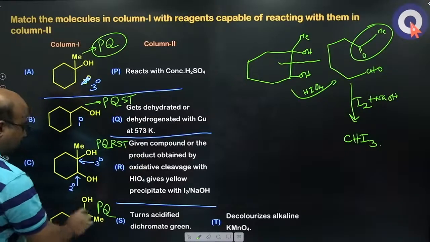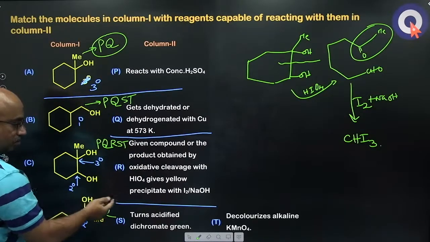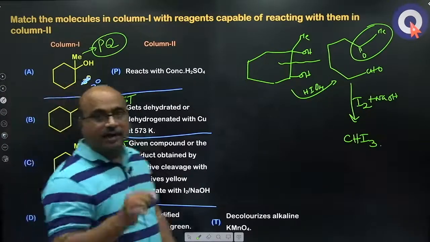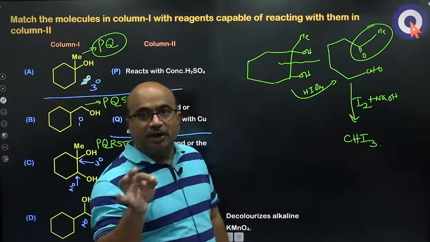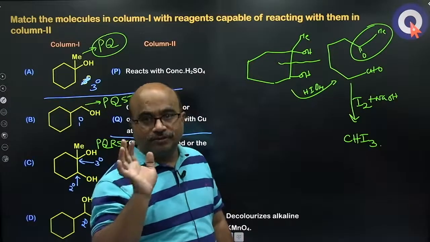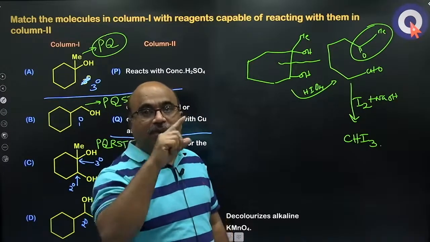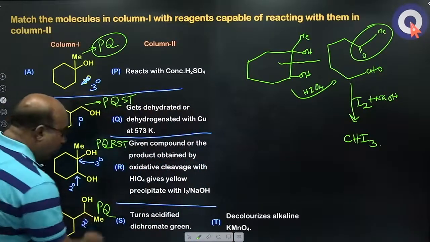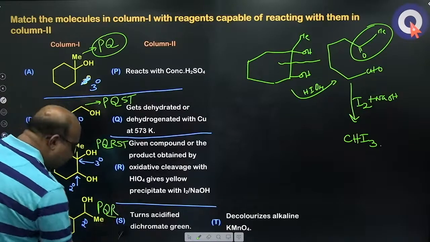Directly you can react this compound with I2, it will give iodoform, because secondary alcohols with iodine in presence of alkali first get oxidized to keto forms. So it will form a C double bond O, Me there. That C double bond O Me can react now. So R also works here.